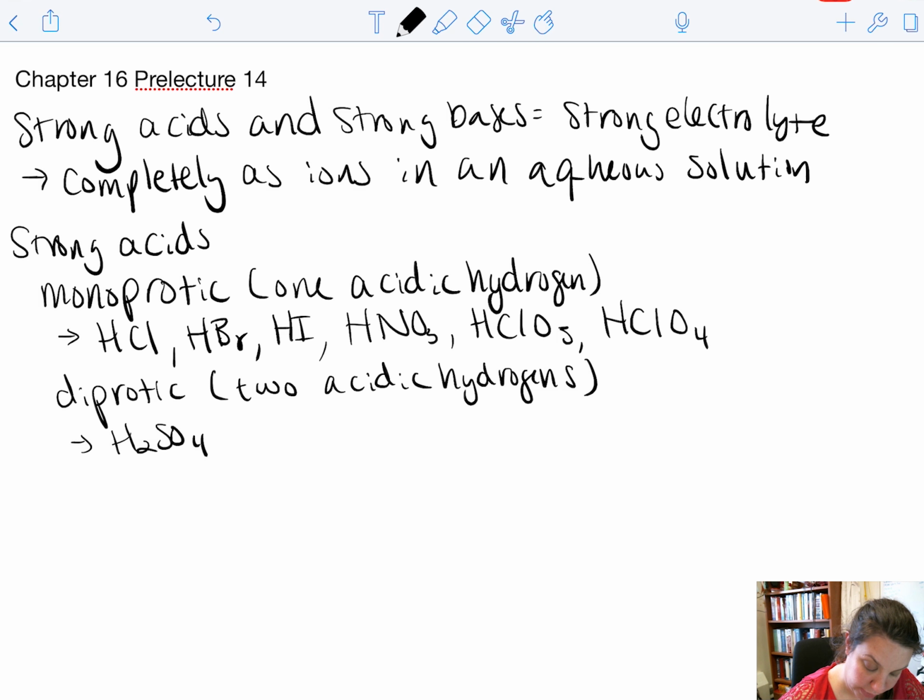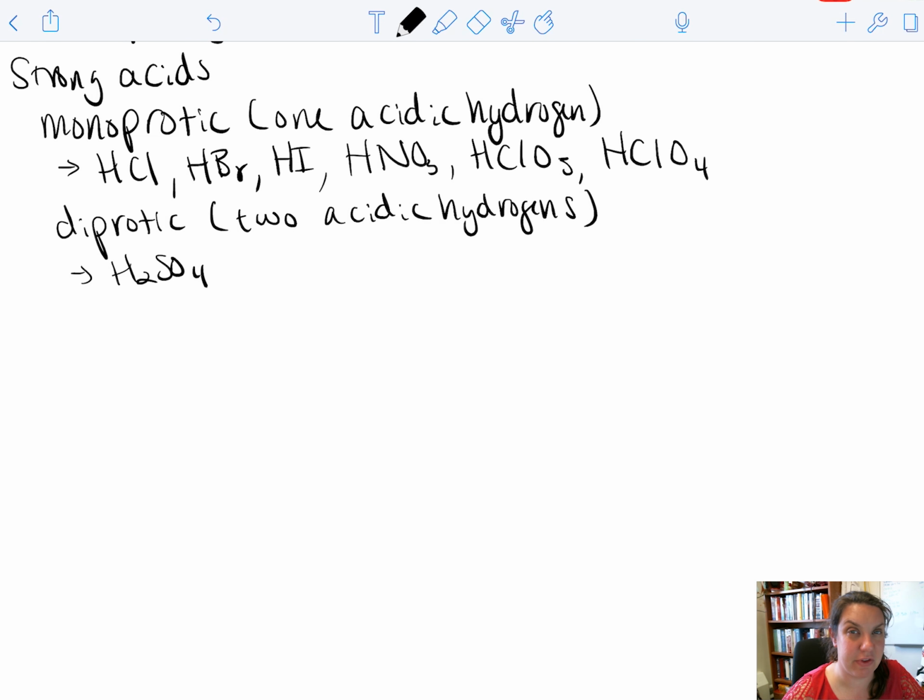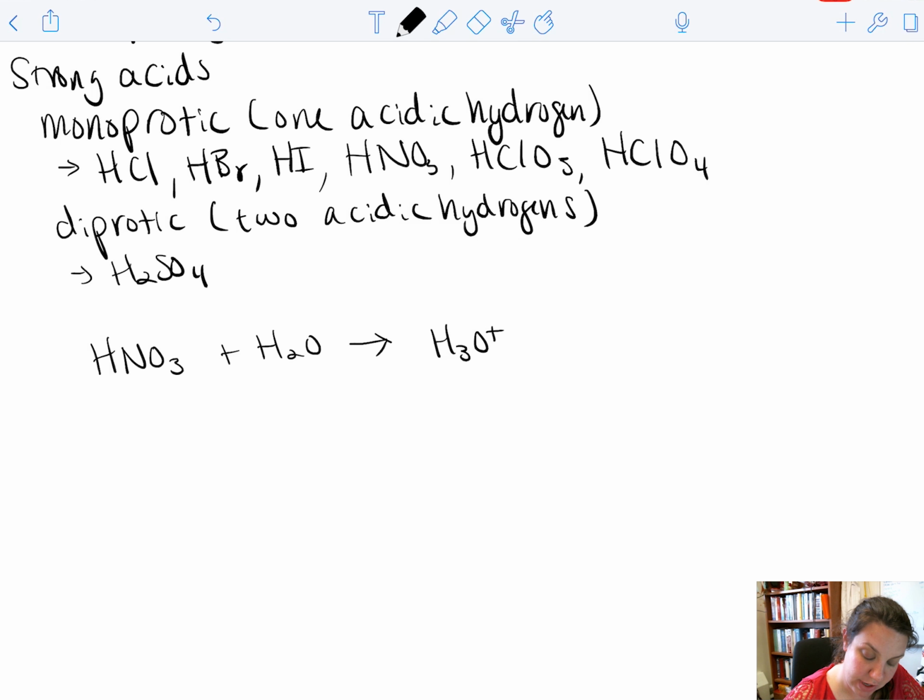So, look at these. I'm going to do this in terms of a BCA table, since we've looked at a BCA table already. If we have something like nitric acid, we put that into water. We have complete ionization, so we would have a one-way arrow producing hydronium and our nitrate ion.